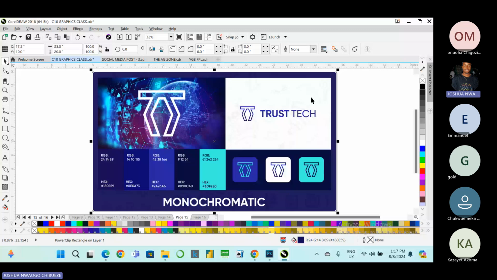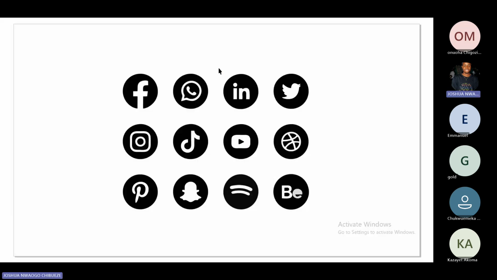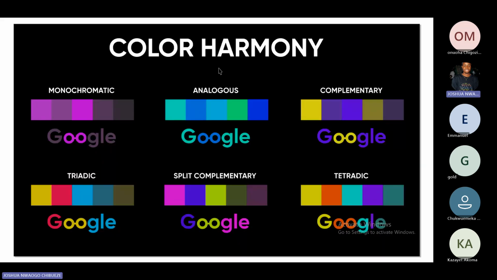I don't think this one is monochromatic. It's kind of like tetradic or maybe split complementary. Let's check on the color wheel. You see that? Okay, this one is analogous. I think the second one is analogous. Green is very close to yellow on the color wheel, but it's still kind of green.